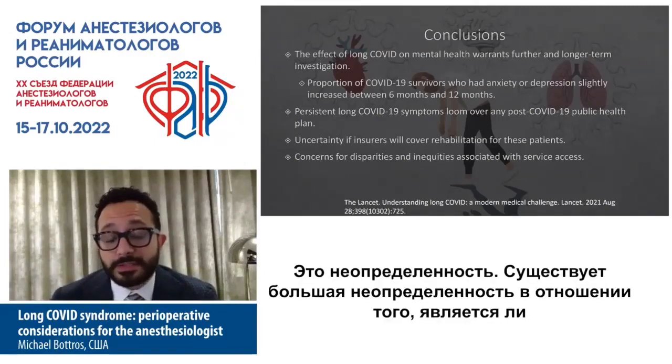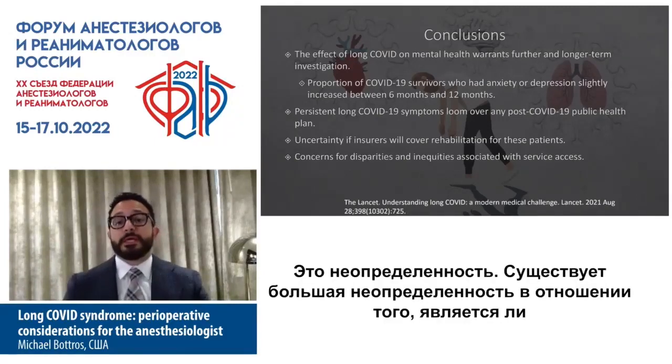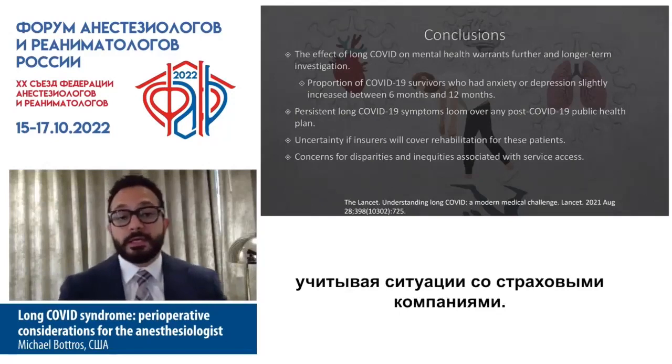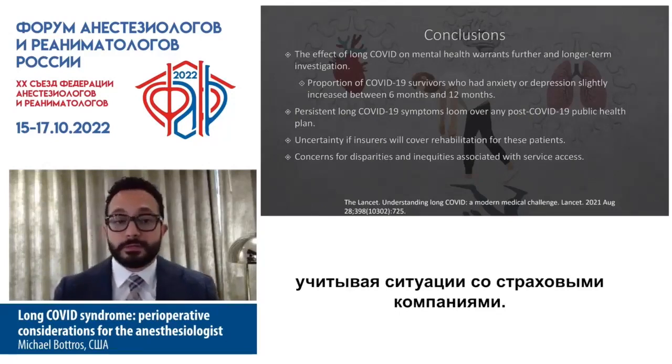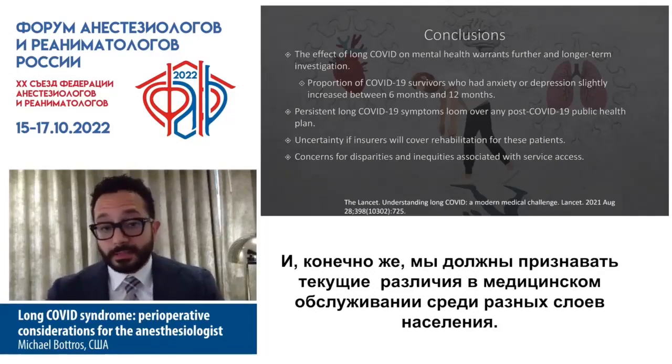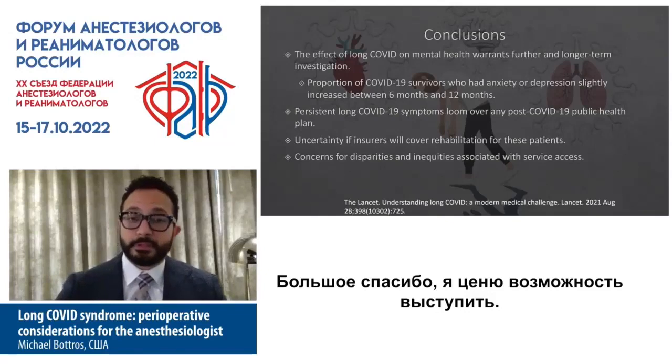And there's a lot of uncertainty about whether or not, from a public health perspective, we will be able to cover these things, at least in the United States, from an insurance coverage association. And of course, we need to be recognizing disparities in healthcare among different individuals.